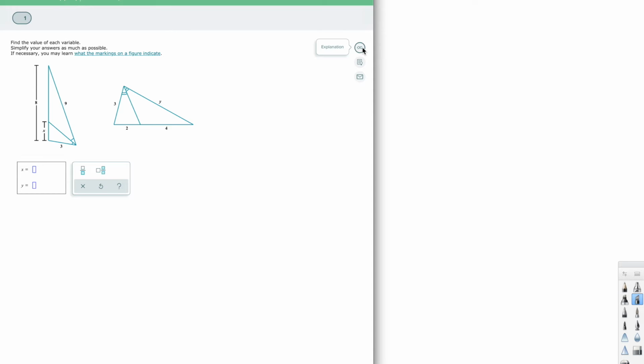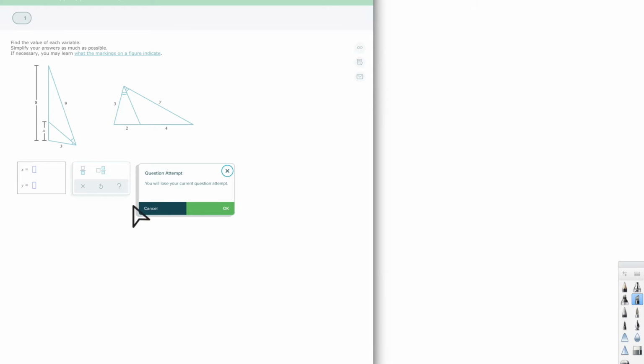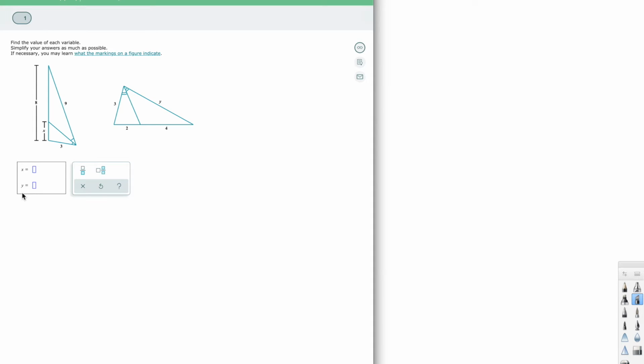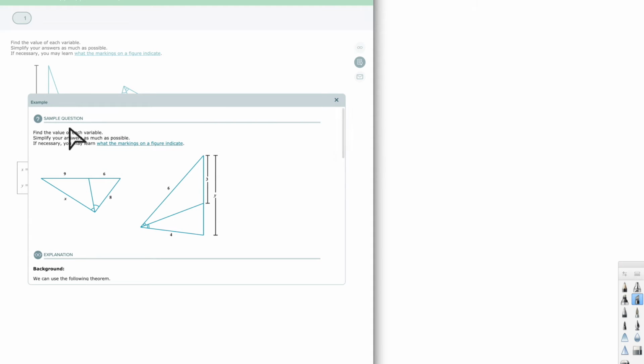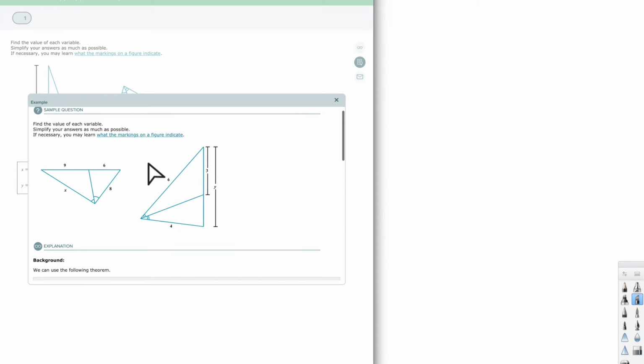On the side we have Explanation, Example, and Message Center. Explanation tells you you're going to lose a question attempt because it's going to give you the answer to this question. So we don't get to see the answer and then come type it in. But we can see an example. For this one, we have these two triangles here, and we're told to find the value of each variable.